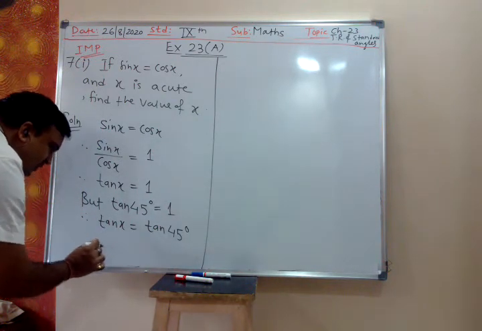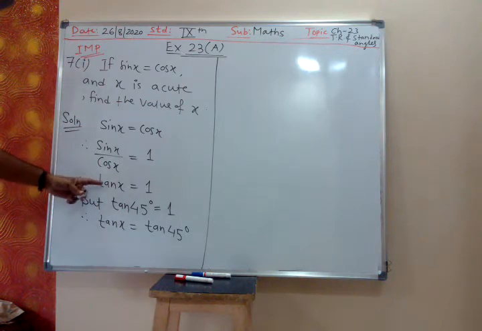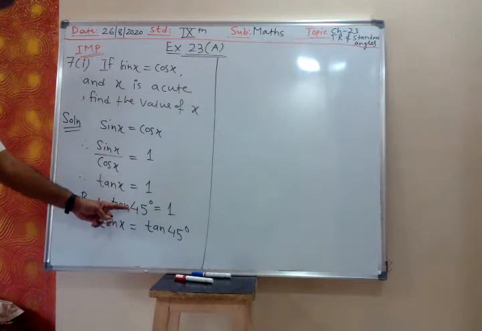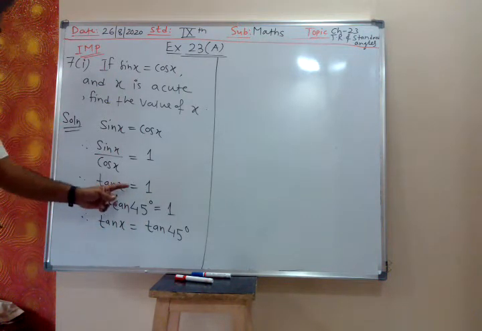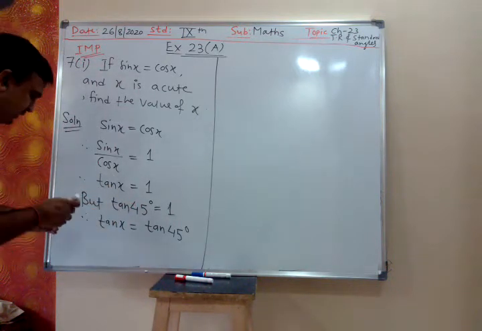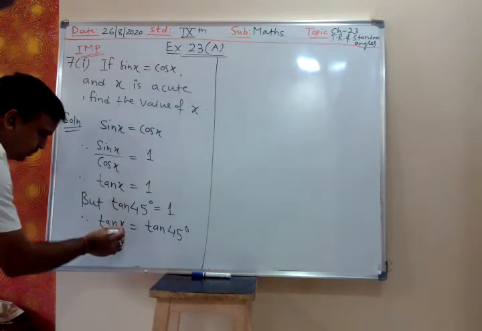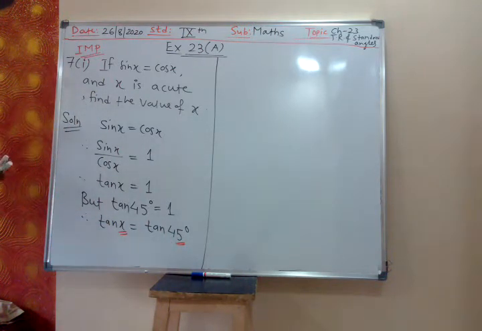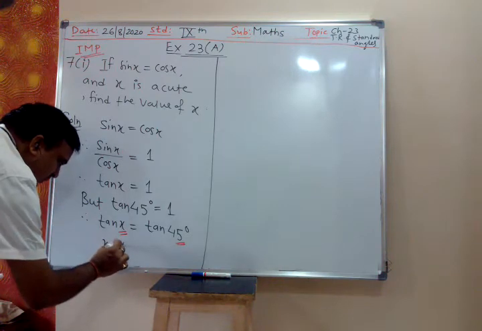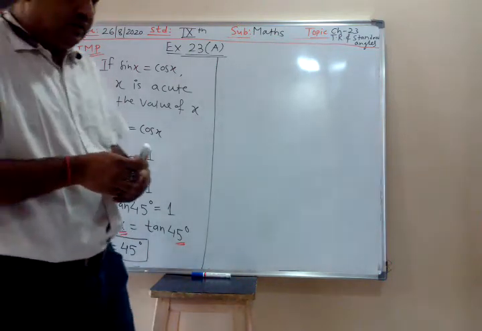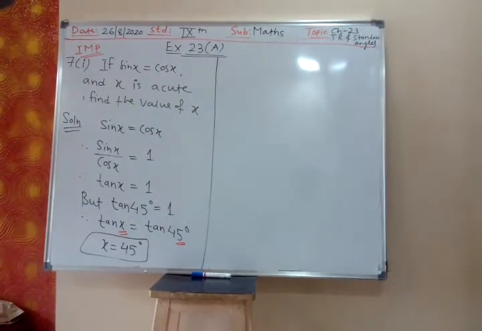My dear, tan x is 1, that we have calculated. But tan of which angle is 1? 45 degrees. So tan 45 degrees is 1. So tan x is 1. That means tan x is equal to tan 45. That means my angle x is 45 degree. That gives you x is equal to 45 degree.